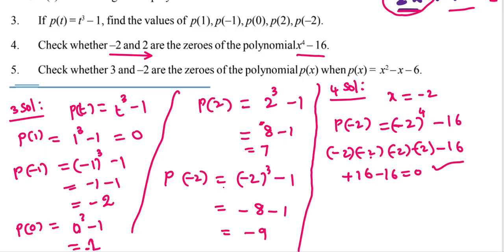If we substitute plus 2, now look at p of 2. How much are you getting? 2 power 4 minus 16. 2 power 4 means we are getting 16. 16 minus 16, both are 0. So both are zeros of the polynomial. Minus 2 and 2 are the zeros of the given polynomial.